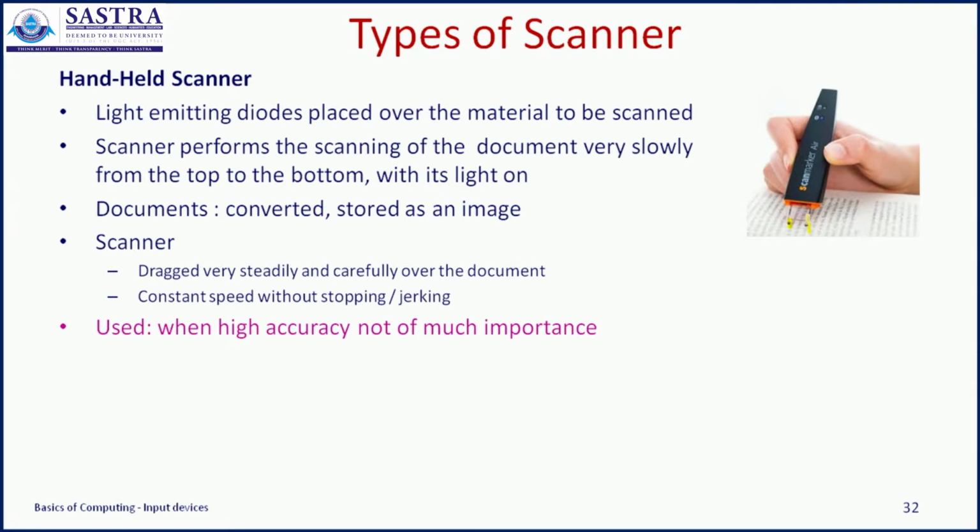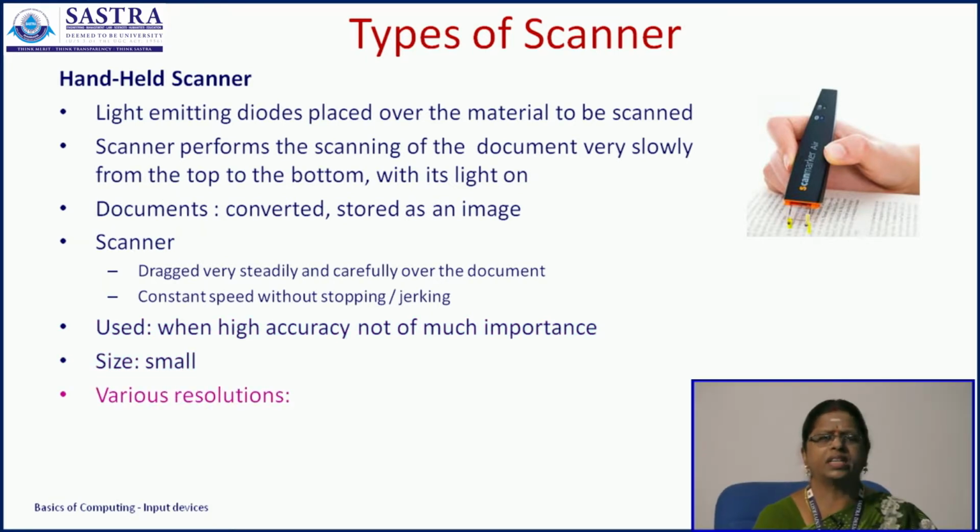The scanner has to be dragged very steadily and carefully over the document at constant speed without stopping or jerking. It is used when high accuracy is not of much importance. The size is small. It has got various resolutions of up to 800 dpi. We can also scan grayscale images or color images.